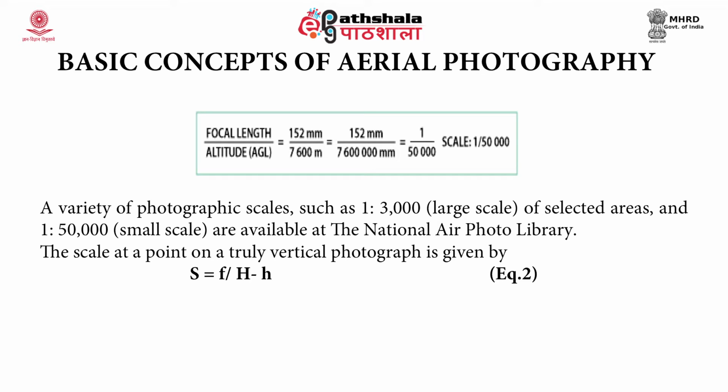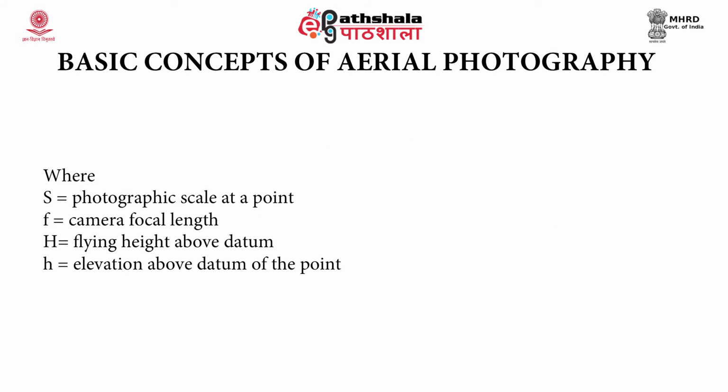So a variety of photographic scales such as 1 is to 3000 large scales of selected areas and 1 is to 50,000 small scales are available at the National Air Photo Library. The scale at a point on a truly vertical photograph is given by S = F / (H - h). Here S is the photographic scale at a point, F is the camera focal length, capital H is the flying height above datum, and small h represents the elevation above datum of the point.